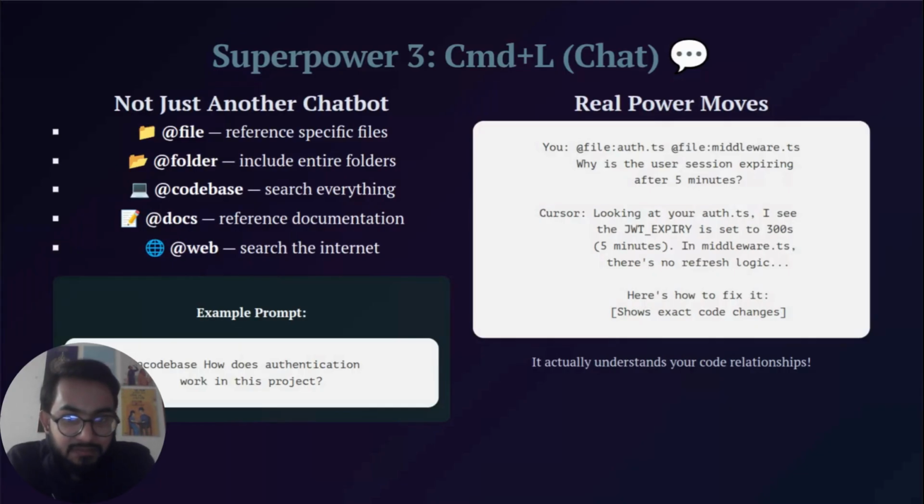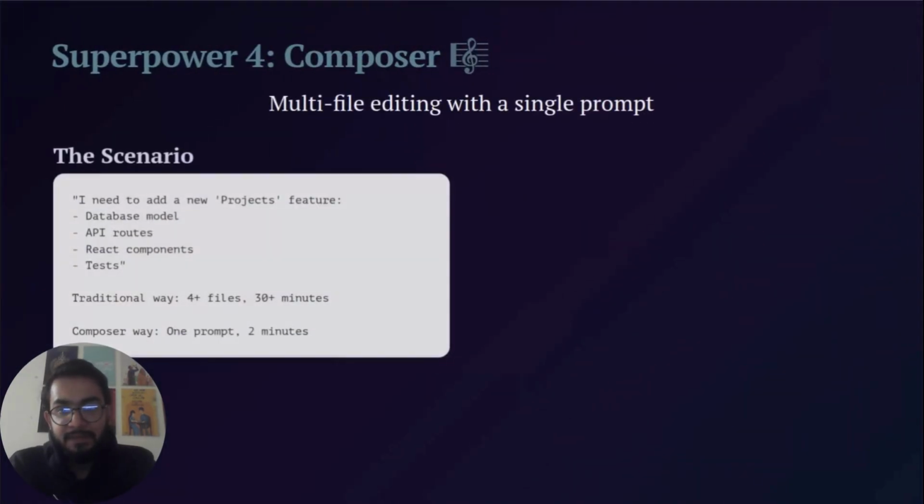Like you can just write @file or @ts file, middle order ts, why is the user session expiring after 5 minutes? And the cursor looks at your order ts files because you mention it, right? Yeah, by defining @file, and then it will say, I see that JWT expiry is set to 300 seconds in middle order ts, there is no refresh logic and so on. So here is how to fix it. So it actually understands your code relationships, which is the power.